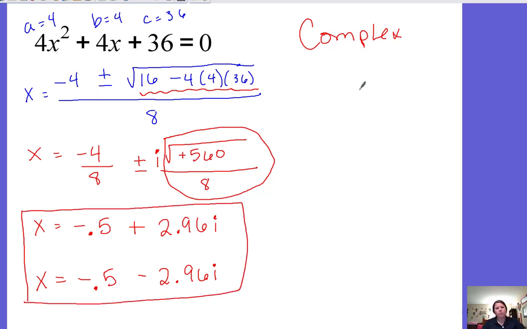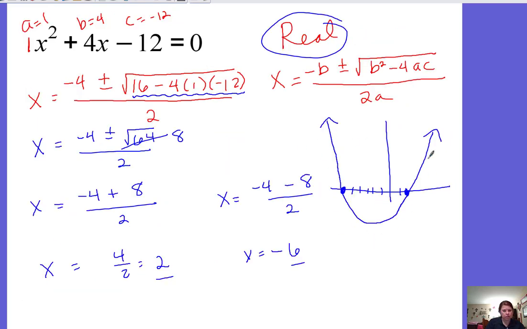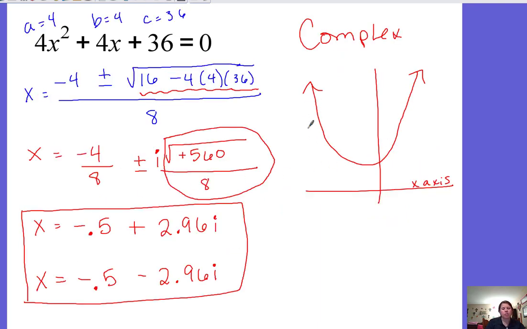And so visually what's happening here for my complex solutions, I have this function that's not crossing my x-axis. Not crossing the x-axis. Before, when we were talking about real solutions, we do cross the x-axis. Here for complex solutions, we are not crossing the x-axis. And so visually, that's what's happening here.